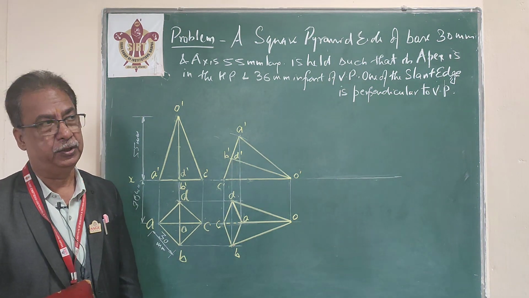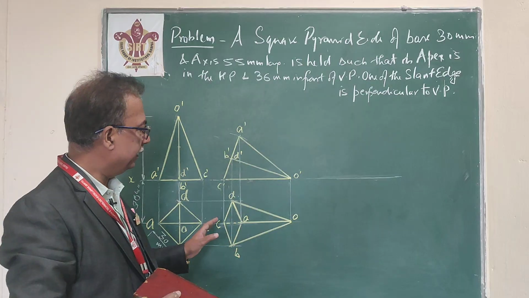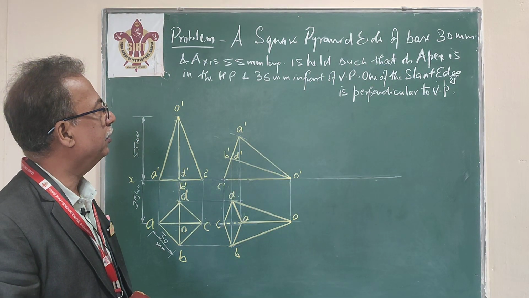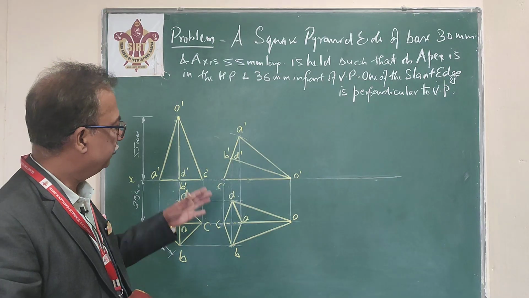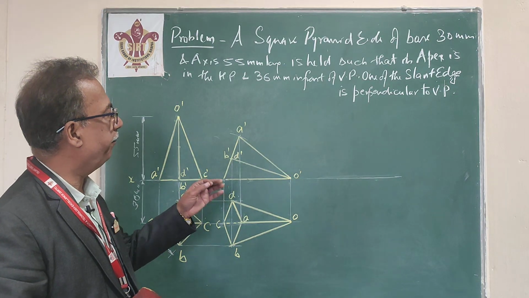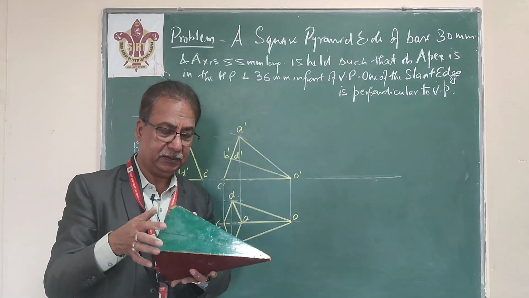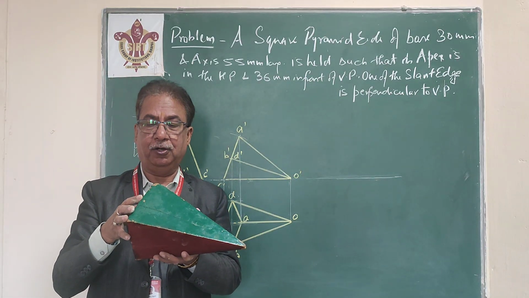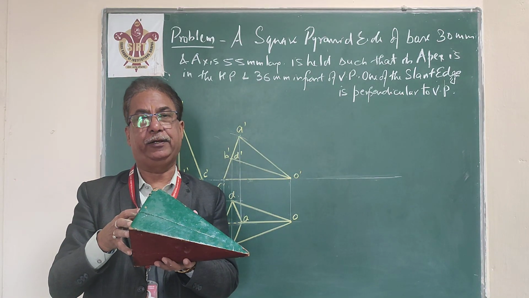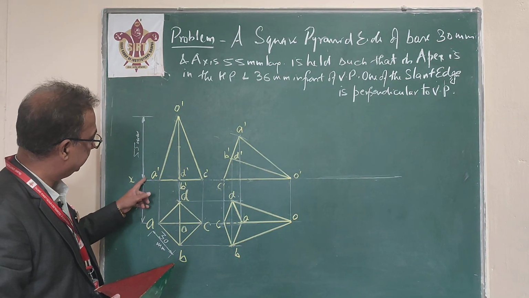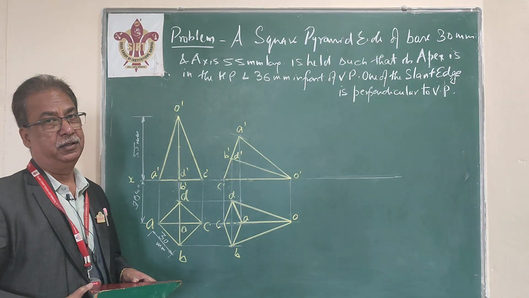It will be a dotted line. So now at this moment the solid will be kept in such a way so that one of the slant edge will be on the HP and apex will be on the HP. Now what they asked us, they want to make one of the slant edge perpendicular to VP, and with the same condition that the apex will be 36 millimeter from the VP.